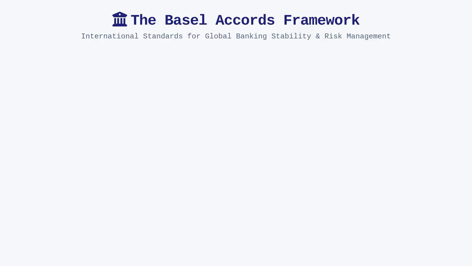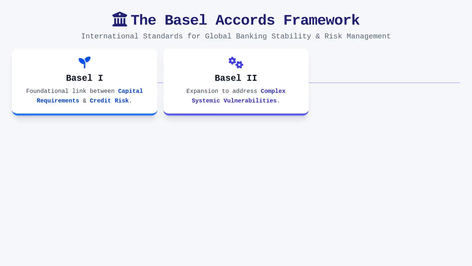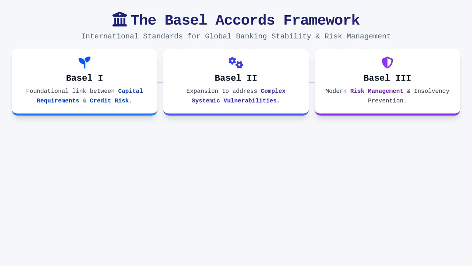The Basel Accords represent a series of international banking agreements established by the Basel Committee on Banking Supervision. While Basel was essentially a foundational attempt to link capital requirements to the credit risk of assets, the framework evolved significantly into Basel II and Basel III to address more complex systemic vulnerabilities.